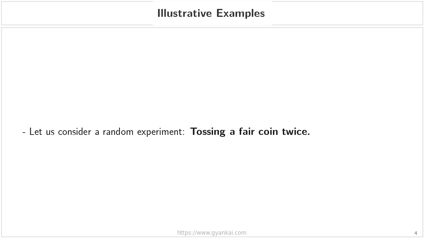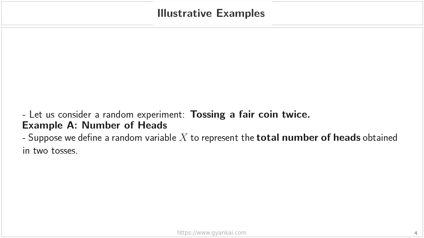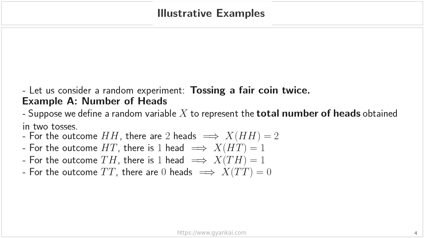Before we define our variables, remember that our sample space, which we call S, consists of 4 possible outcomes: heads heads, heads tails, tails heads, and tails tails. For our first example, let's look at example A. Suppose we define a random variable, which we'll call x, to represent the total number of heads obtained in these 2 tosses. Let's apply our rule to each outcome.